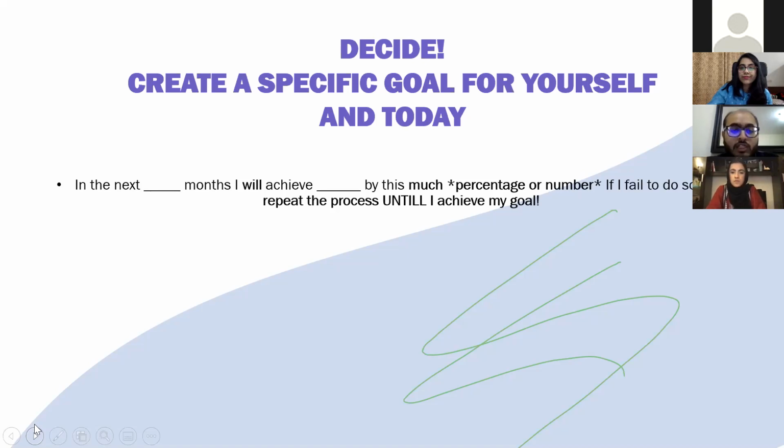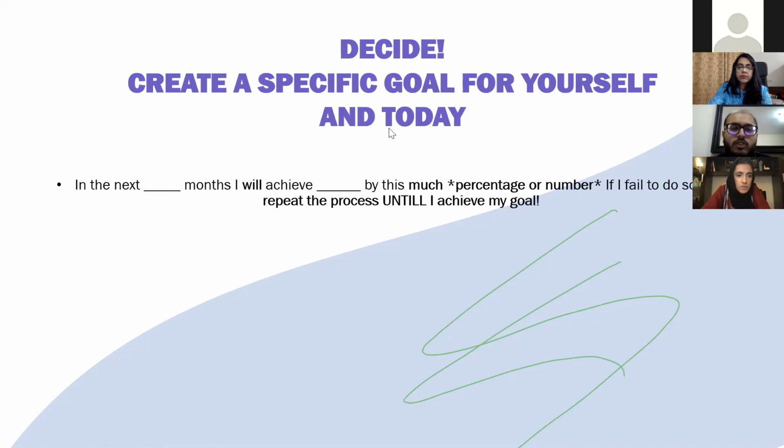And I want you to write this statement on your mobile phone or any digital device that you often visit, can access, or if you want to put it on a piece of paper and keep it somewhere where you can see it or read it, I want you to fill out this statement and write something for yourself. That in the next certain months, could be 5, 10, 15, 12, 28, I will achieve whatever you'd like by a certain percentage, this much. And if I fail to do so, I will repeat this process until I achieve my goal.